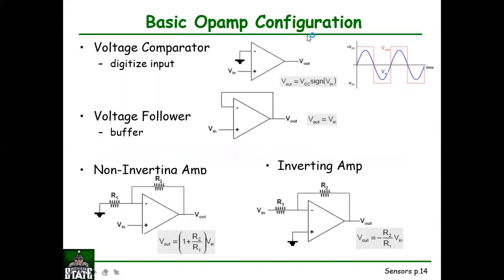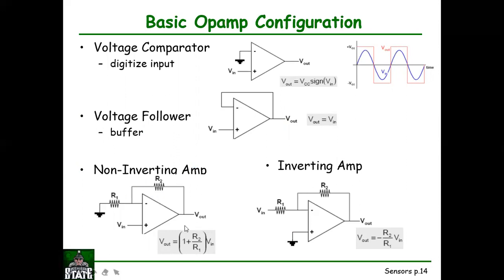This is your basic op-amp configuration. This is for comparator. This is for voltage follower. Follower means whatever is there at the input, it will come as an output at the output terminal.